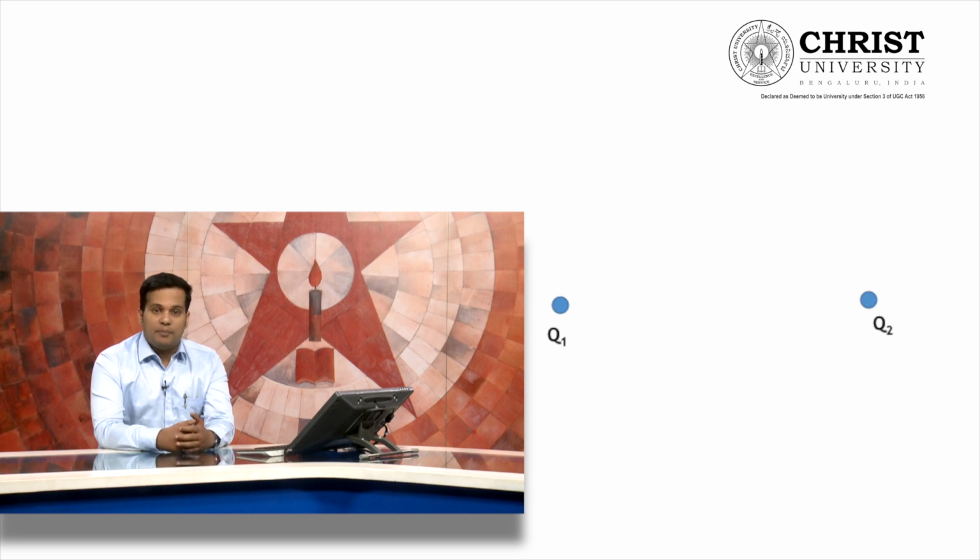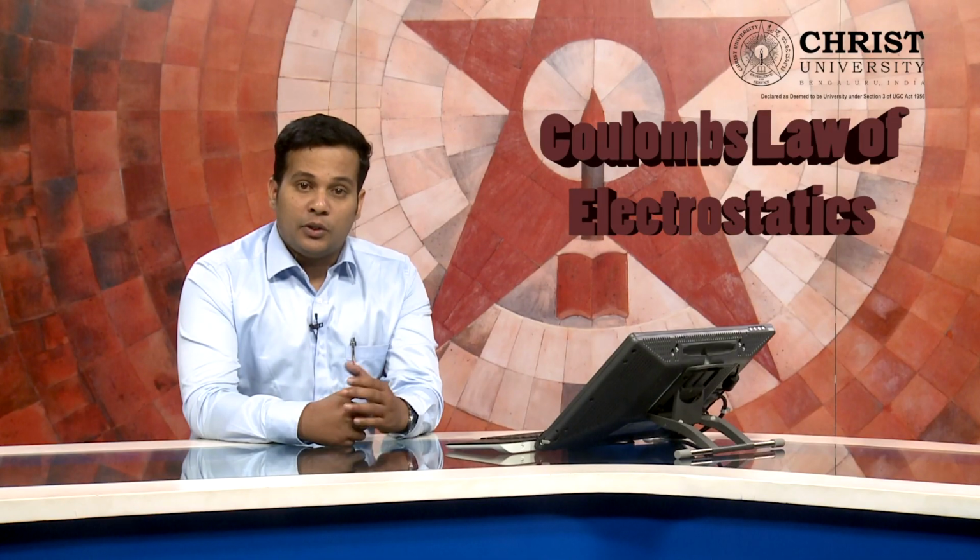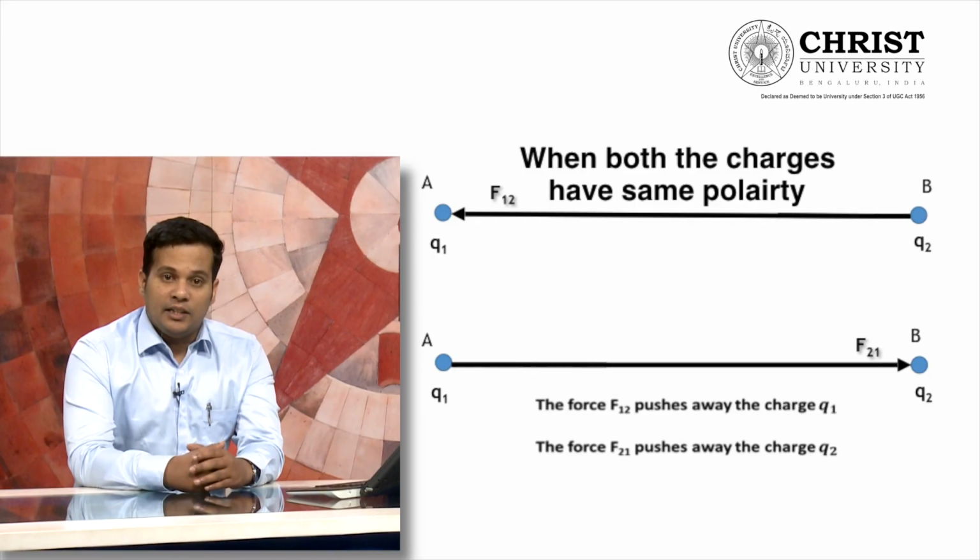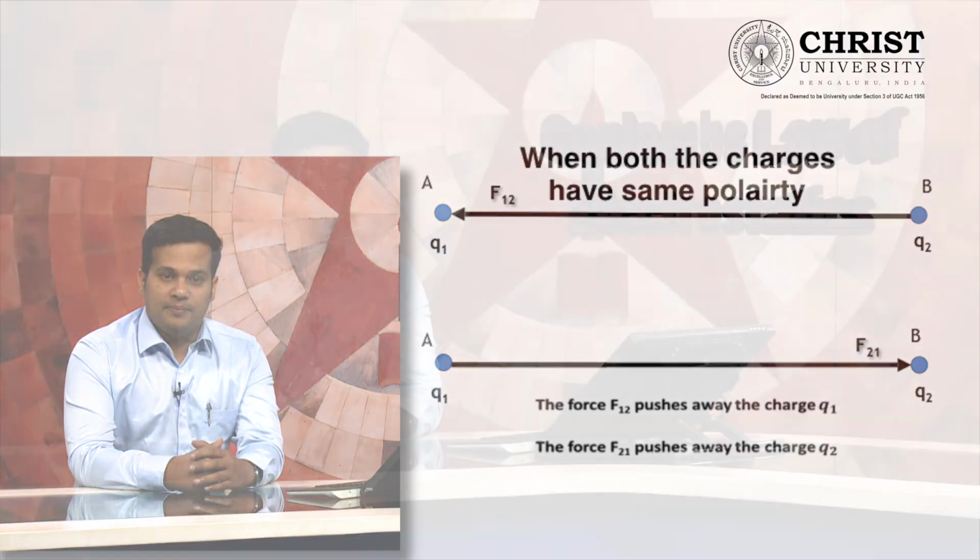In the diagram, two charges Q1 and Q2 are placed at points A and B. Charge Q1 experiences a force due to charge Q2 and vice versa. If both the charges Q1 and Q2 are of same polarity, Q1 will experience a force F12 from Q2 such that Q2 pushes Q1 away. Similarly, Q2 will experience a force F21 such that Q1 pushes Q2 away. The force is mutual and both the forces act simultaneously.